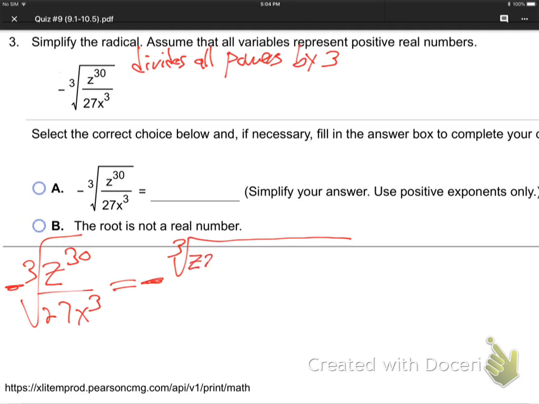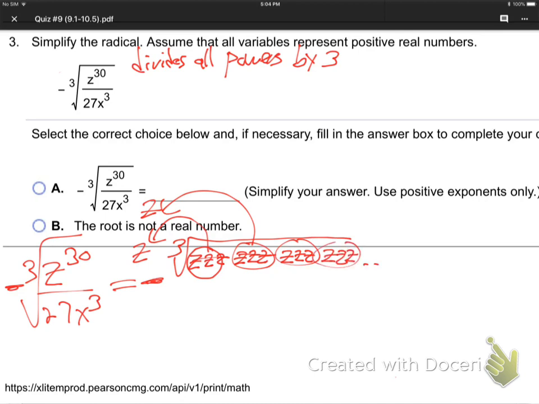Now, I don't really want to write them all out. It's too many to write out. If there's 30 z's, every group of 3 is going to send 1 out. Remember, a 3 in the hook means a 3-for-1 deal. Every 3 z's sends 1 z out. So how many groups of 3? If there's 30, that's 10 groups of 3.